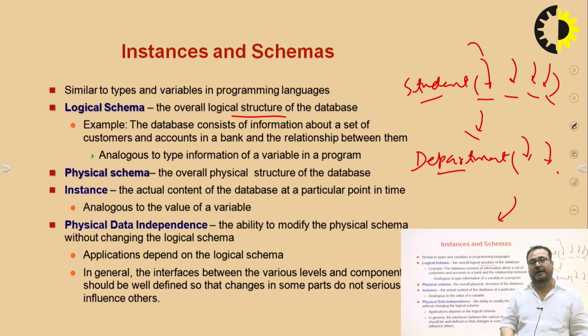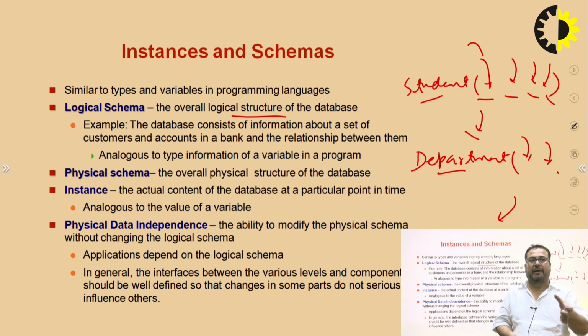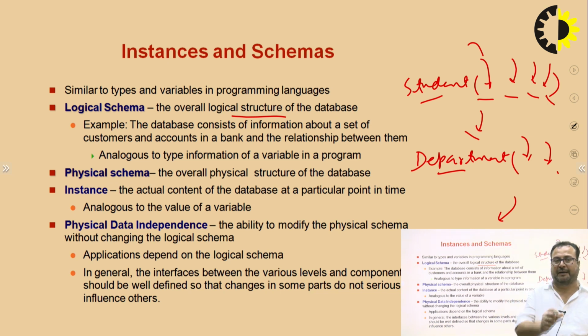Key constraint means every entity or every relation must have a key. A key is an attribute for which no two entities have the same value, so that attribute is called a key. An entity or a relation must have a key. This is called key constraint. Similarly, we have entity integrity constraint, which means a key cannot be null, and the last one is referential integrity constraint.